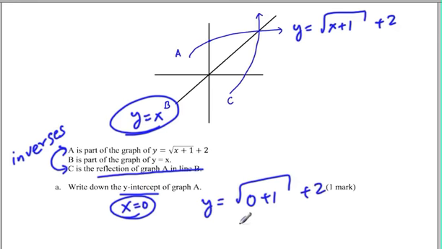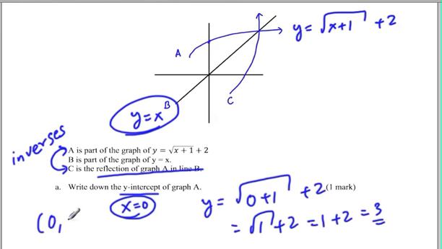So this is 0 plus 1 square rooted, so it's the square root of 1 plus 2. What's the square root of 1? It's simply 1 plus 2, which is equal to 3. So the y-intercept is simply 3. And if I had to write that as a coordinate, the coordinate of that would be 0, 3. Okay? So the y-intercept is 3, and the coordinate of that is 0, 3.